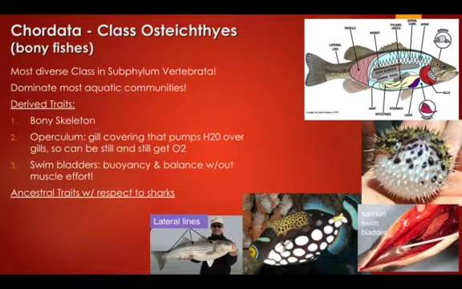Some ancestral traits with respect to sharks. We do still have a true jaw, we still have a lateral line, and we still have paired fins. But unlike our sharks that had a heterocercal tail, our fishes have homocercal tails. So the top of the fin and the bottom of the fin are going to be equal in length. So this is a homocercal tail.